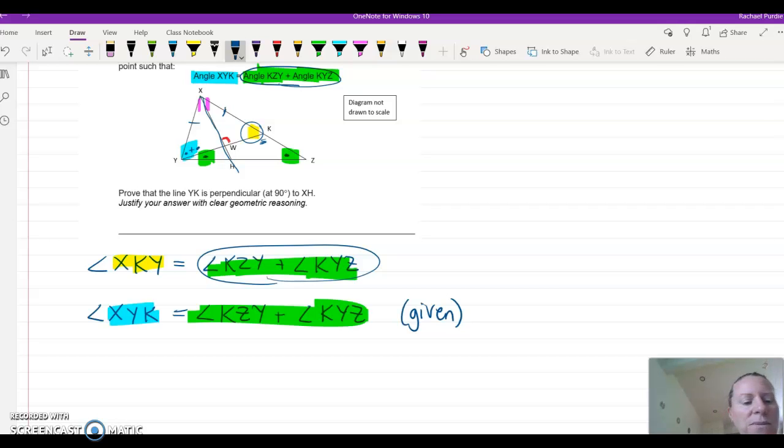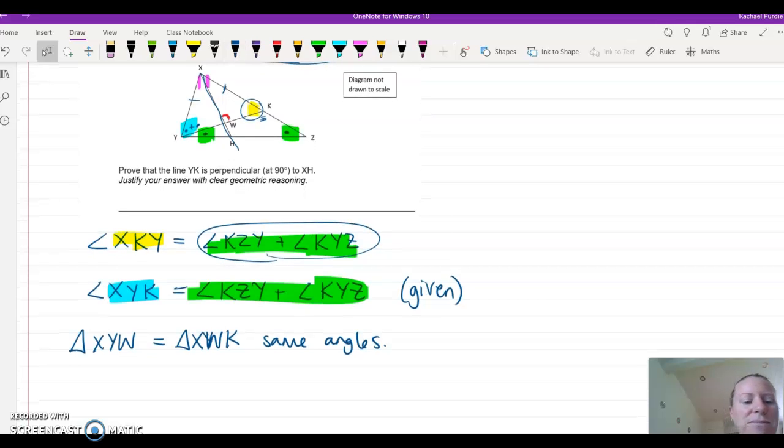So therefore, each little triangle, so if I talk about triangle XYW, that is going to have the same angles as XWK, those same triangles. They've got the same angles on the inside. They're going to have to, aren't they? And so therefore, those angles in the middle are going to have to be the same.